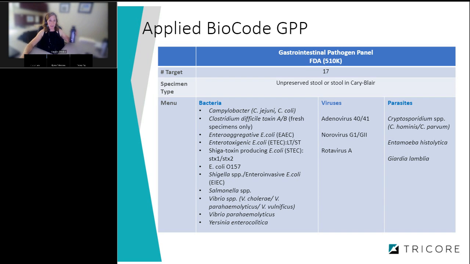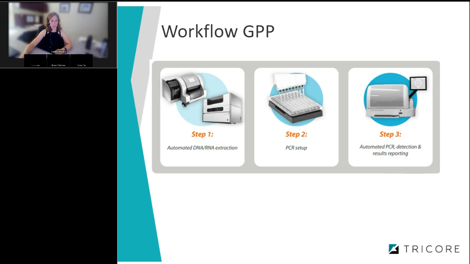So the Applied BioCode gastrointestinal pathogen panel is able to detect 17 different targets. It's used on both unpreserved stool or stool in Cary-Blair. And the targets that it can detect include all of these bacteria, plus the viruses that we just discussed, and the parasite we just discussed. And we adopted this strategy primarily for the virus and parasite testing.